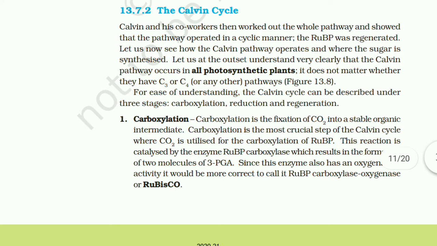Number 1. Carboxylation. Carboxylation is the fixation of CO2 into a stable organic intermediate. Carboxylation is the most crucial step of the Calvin cycle, where CO2 is utilized for the carboxylation of RuBP. This reaction is catalyzed by the enzyme RuBP carboxylase, which results in the formation of two molecules of 3-PGA. Since this enzyme also has oxygenation activity, it would be more correct to call it RuBP carboxylase-oxygenase, or Rubisco.